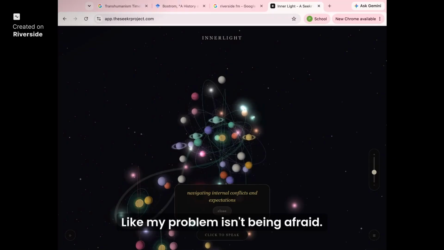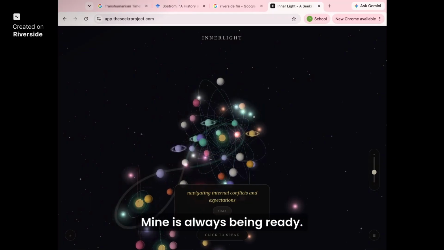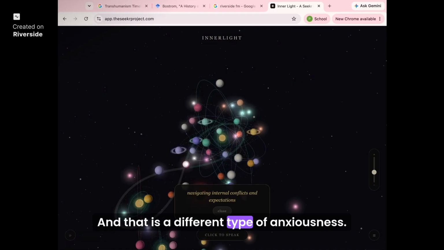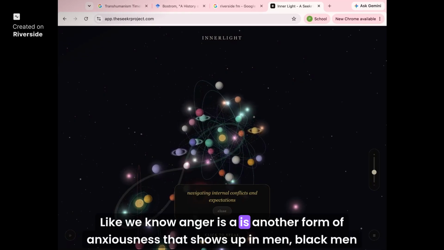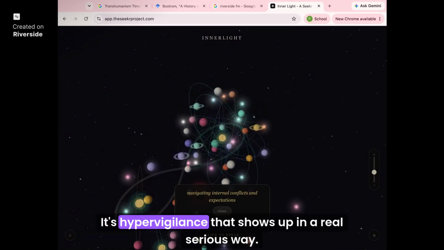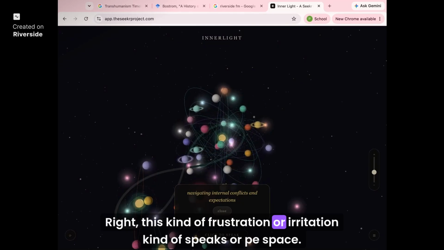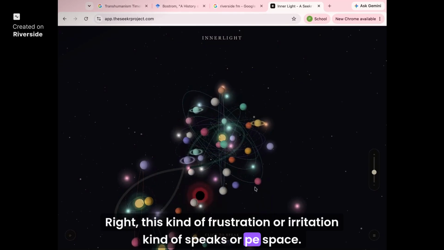My problem isn't being afraid. Mine is always being ready. And that is a different type of anxiousness. We know anger is another form of anxiousness that shows up in Black men in a different way. It's hypervigilance that shows up in a real serious way, right? This kind of frustration or irritation space, right?